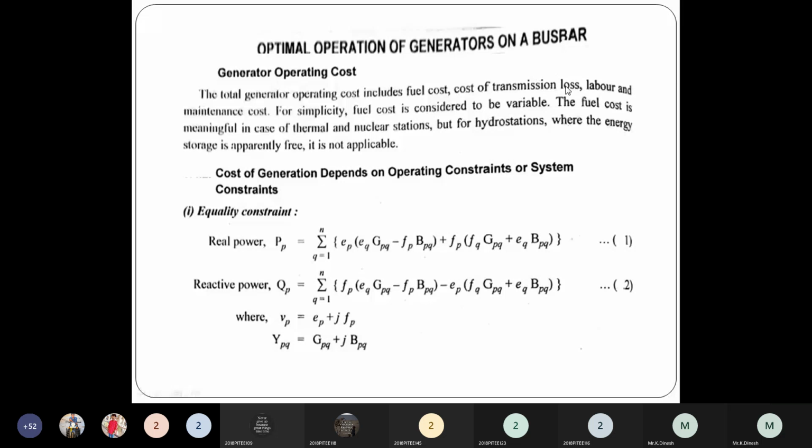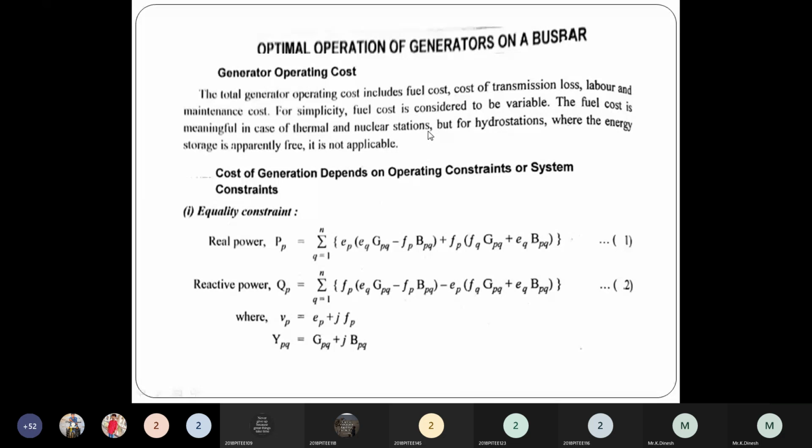If you are calculating the operating cost of generation, it includes your fuel, whatever kind of fuel you are using, either nuclear fuel or thermal fuel. We also have to calculate the cost of transmission loss, and labor and maintenance cost. For simplicity, fuel cost is considered to be a variable F, in the problem F1. The fuel cost is meaningful in the case of thermal and nuclear power stations.